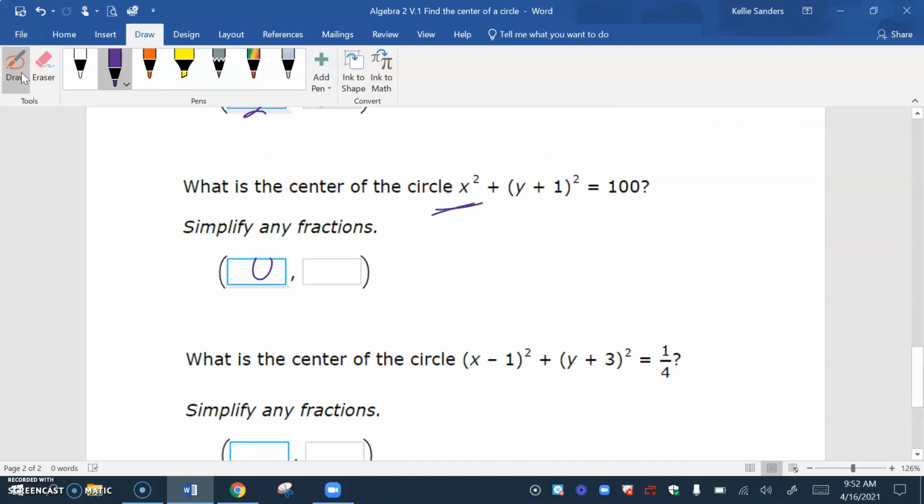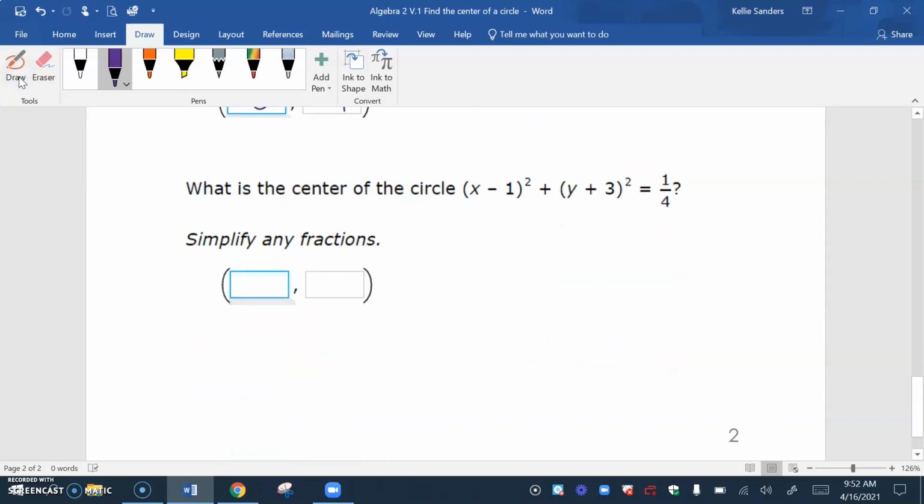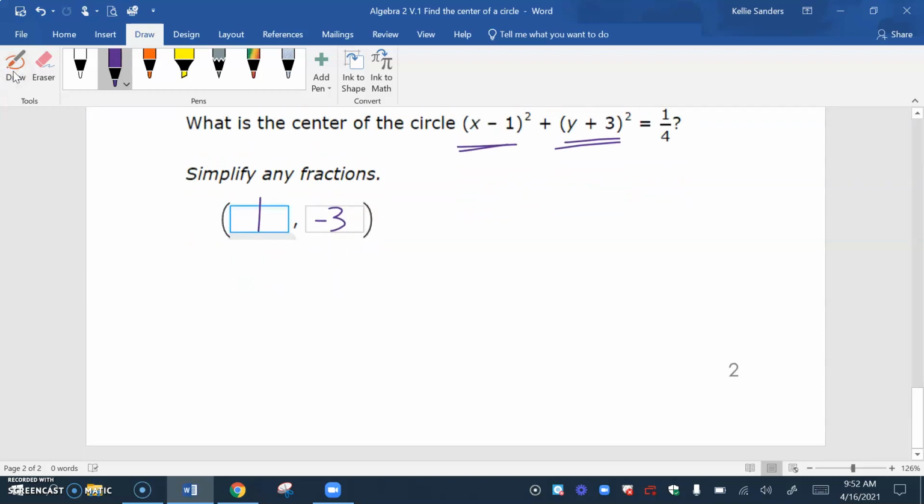There's not a number with the x, so it's at 0. The opposite of 1 is negative 1. The opposite of negative 1 is positive 1. The opposite of positive 3 is negative 3. And that's how you find the center, and you don't do anything else. Don't make it difficult.